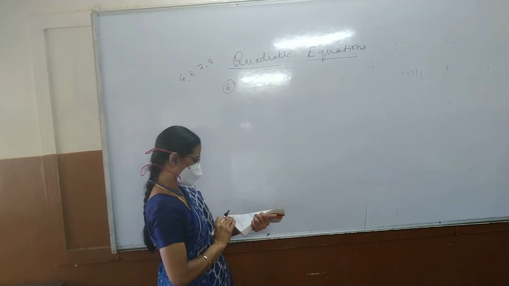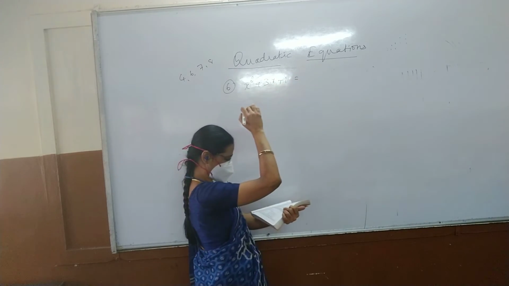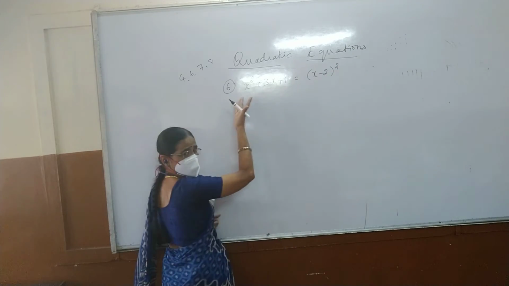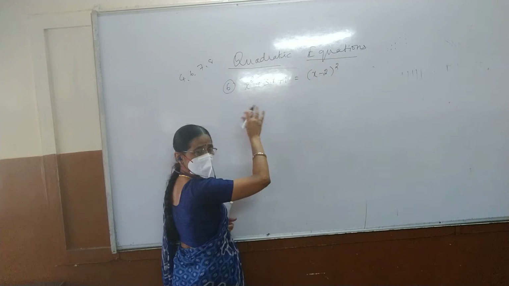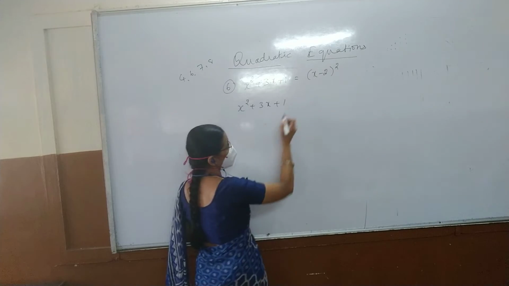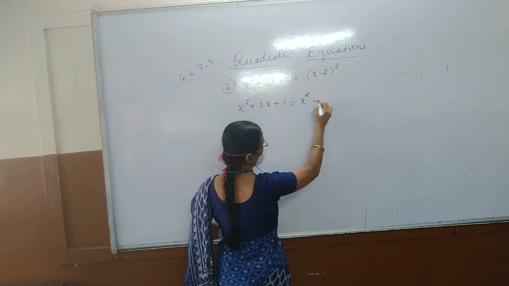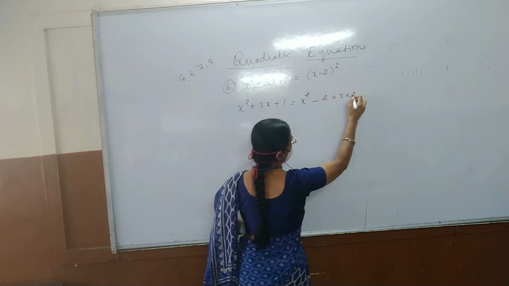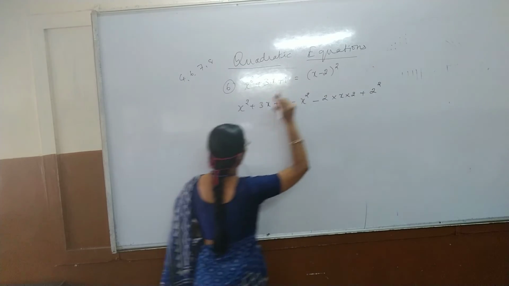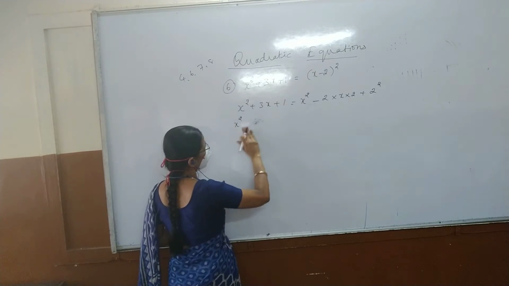Sixth is x square plus 3x plus 1 is equal to x minus 2 the whole square. Left side, should anything be simplified? No. No brackets, no squares or cubes. Therefore, it comes as it is. Right side, we are going to use a minus b the whole square. Open the bracket: x square minus 2 x into 2 plus 2 square, that is a square minus 2ab plus b square.